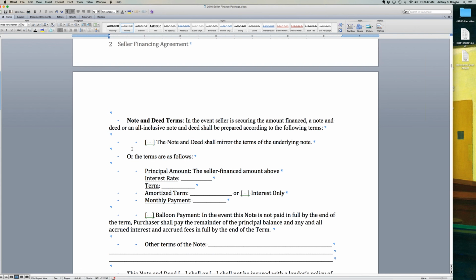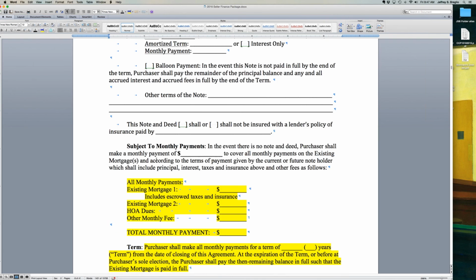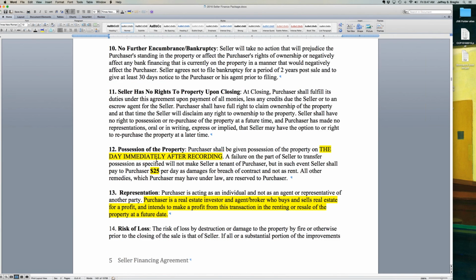Okay, but again, this is what this is. This is a REPC and seller financing addendum combined into one. So it might look a little daunting, but remember that really it's just those two documents in one that's customizable.